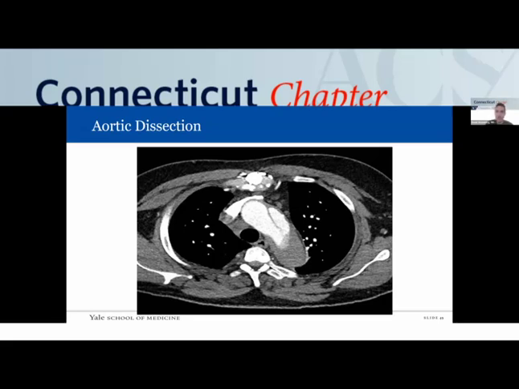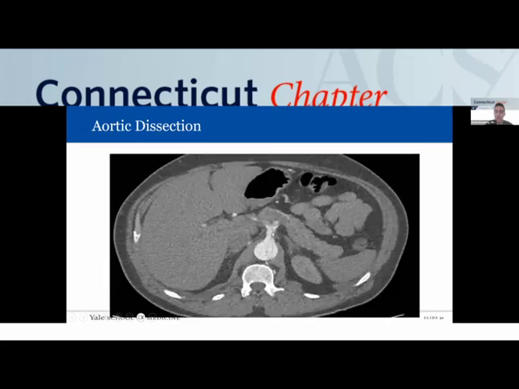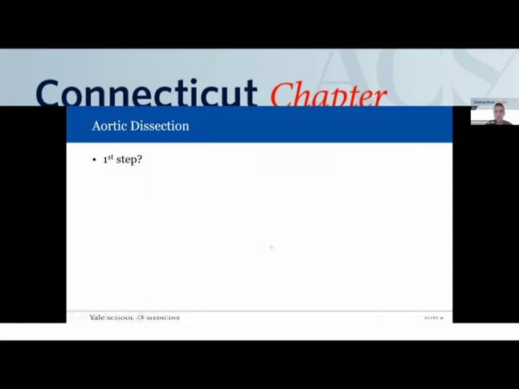Aortic dissections. Here's an image of an aortic dissection. You can see the tear that's originated just distal to the left subclavian artery, and that dissection extended all the way down to the visceral aorta, and you could see the dissection affecting the SMA. So what's the first step in patients with type B aortic dissections?